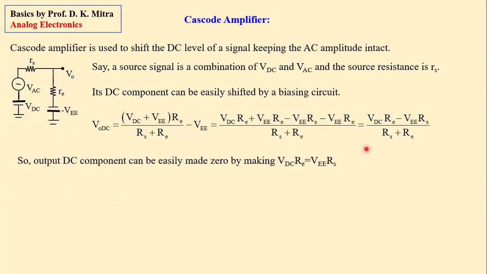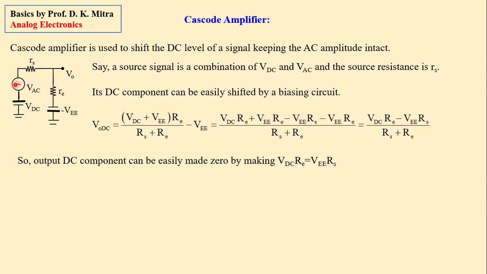Now, by cleverly choosing RS and RE and the value of VE, you can always make the output DC here 0. How you can do it? Just make VDC RE equal to VE RS. If you meet this relation, then this value is 0. Fine? So by the biasing circuit, you could easily make the DC 0.